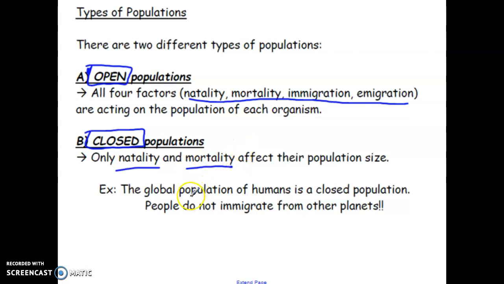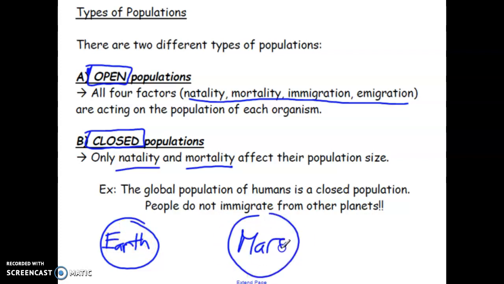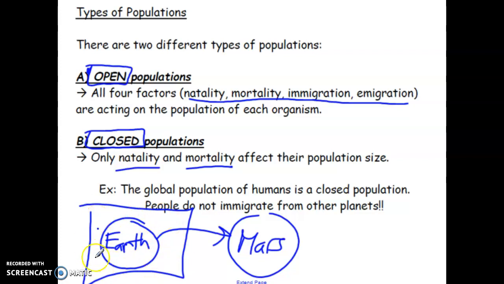Now, in terms of humans, the human population on Earth is considered to be a closed system. People are born and die and they can move from maybe one country to another country. But it's not like we can say, okay, we're going to leave Earth and go on to Mars. We're kind of closed into the fact that we are stuck on our planet currently. That might change in the future, but currently we are a closed Earth population.